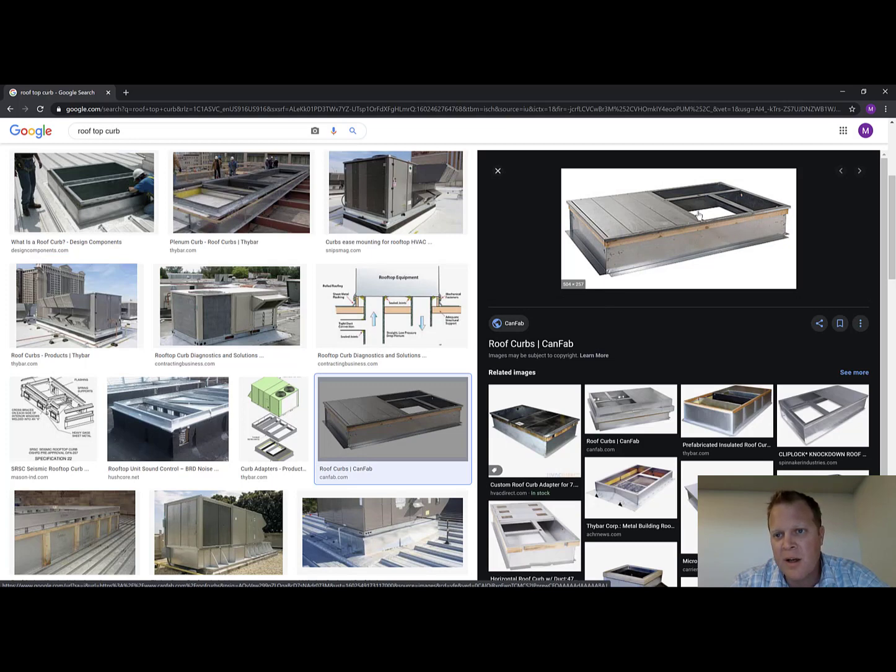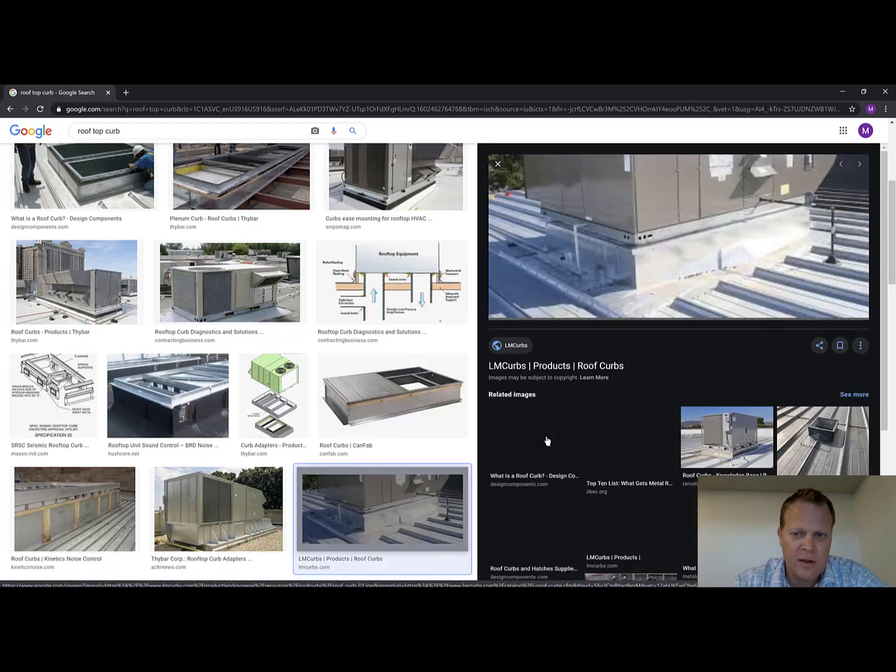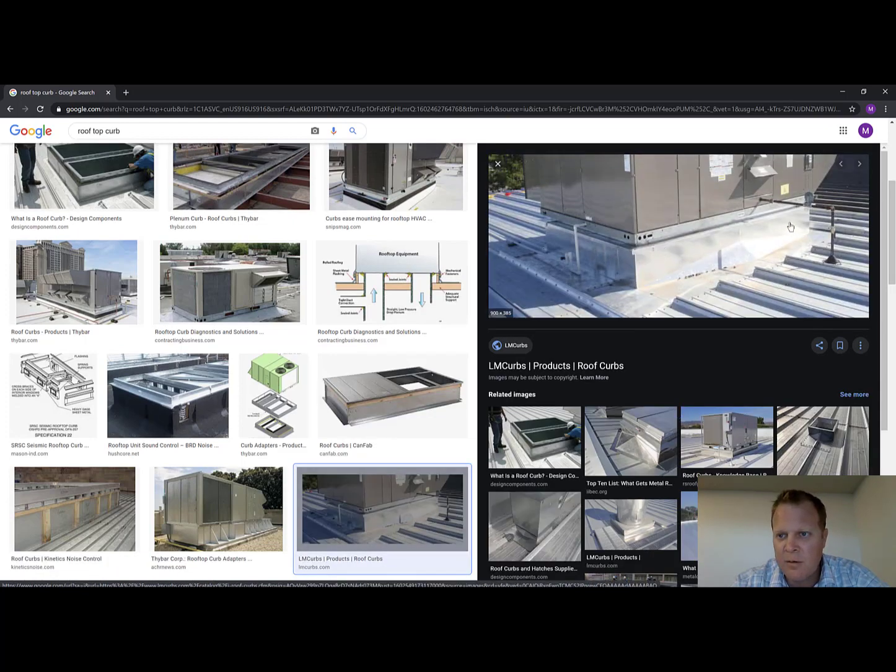So on ours, we had on one side of the rooftop unit the condenser, the compressor, the evaporator coil, the heating, the blower, and then the heating section. And over here we have the duct supply and returns. So that's a nice example of a roof curb. There's a picture of one. We've got the roof curb to worry about.